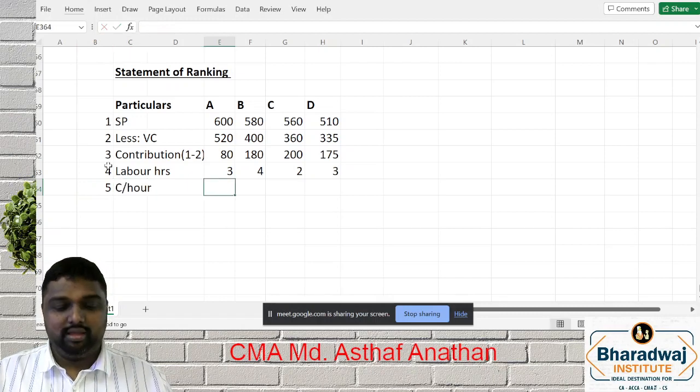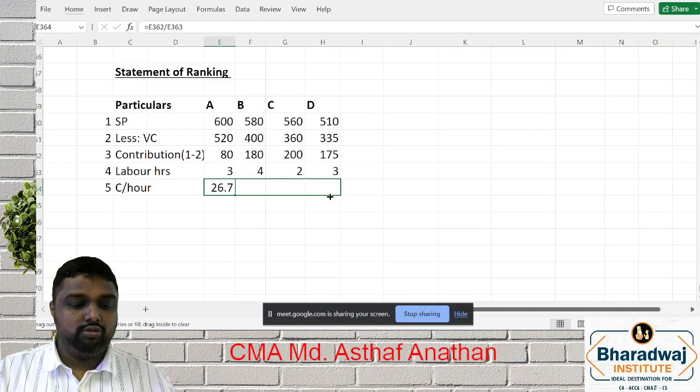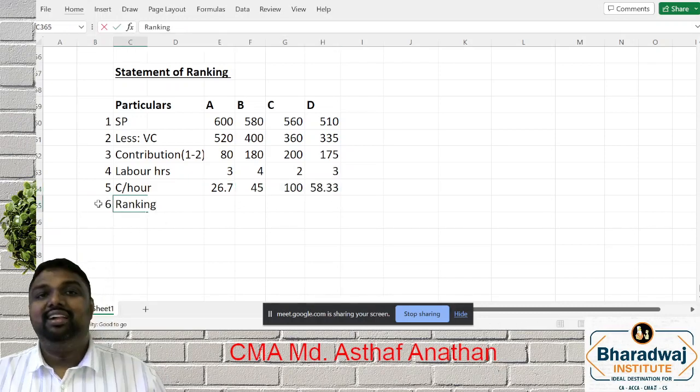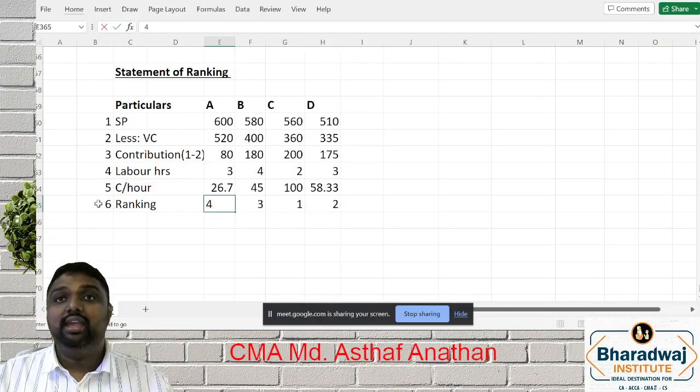Contribution per labor hour, just like our key factor. Now we have to go with ranking. Tell me, my dear friends, which is the rank 1? Can you tell me which is the rank 1? Rank 1, rank 2, rank 3, rank 4.